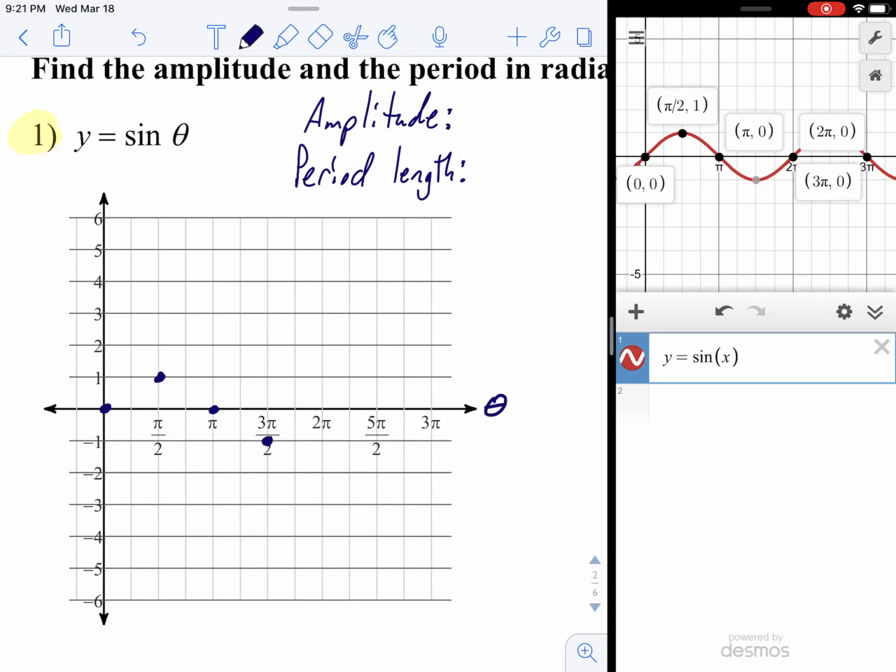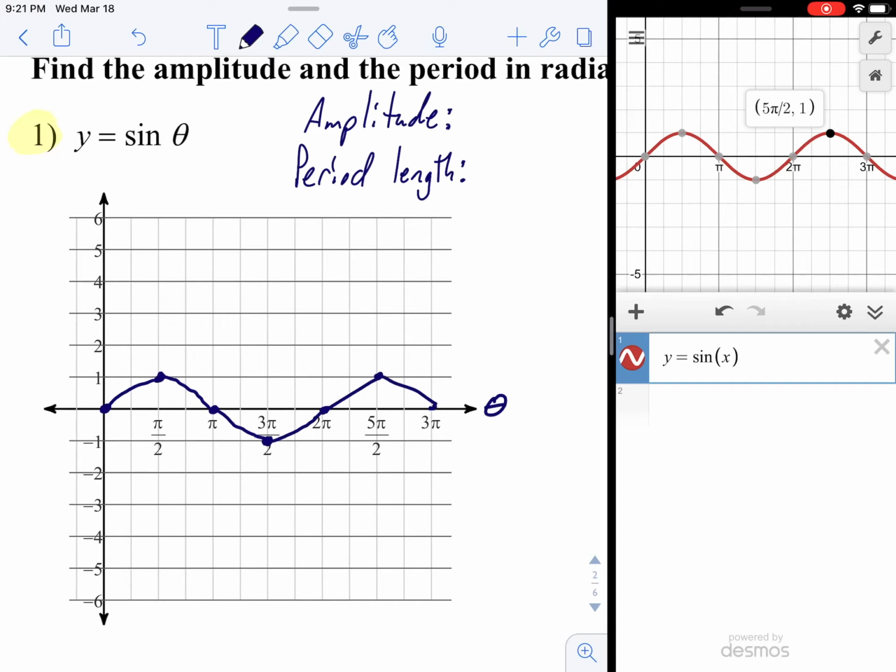Let's see, I'm kind of getting lost here. 2 pi, 0, that point up there, 5 pi over 2, 1, 3 pi, 0. And so just, however you can, sort of freehand a curve. I don't expect perfection.